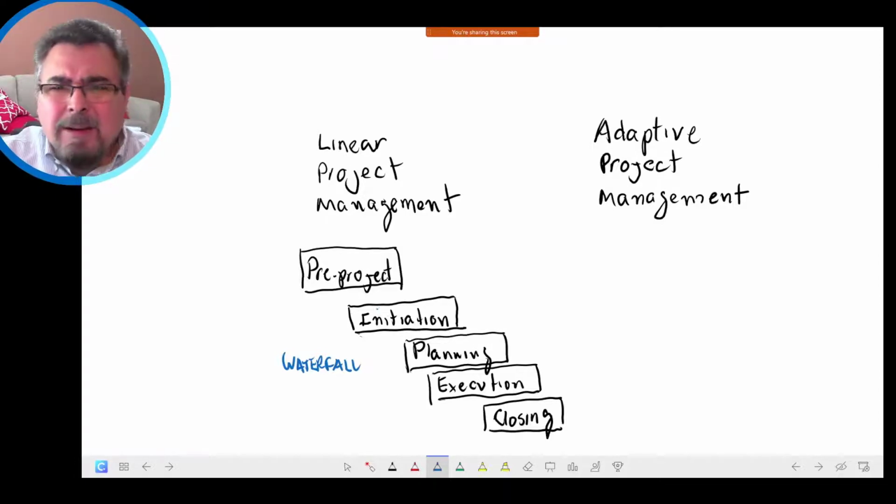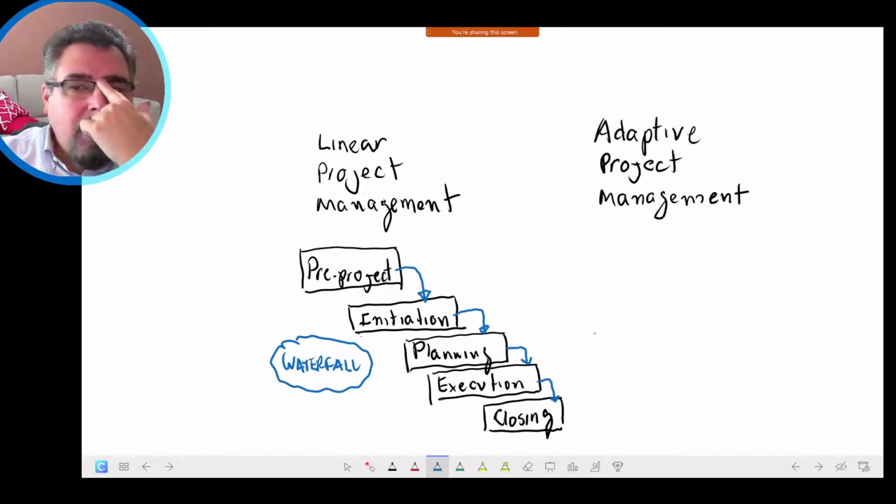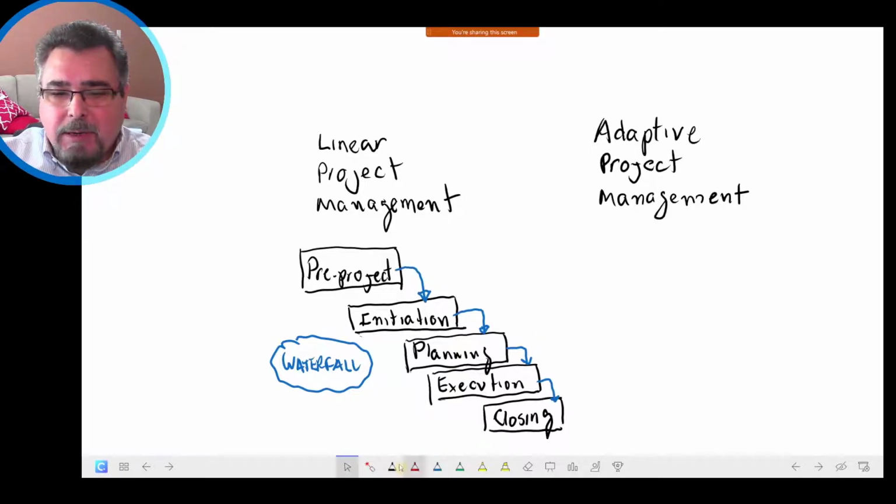I prefer linear, but anyway, we can call it waterfall because in each stage we have the output of the previous stage feeding the activities of the next stage. So we have things like that. And that resembles a waterfall. So that's why people call that waterfall. In Agile project management, in adaptive project management, it is a little bit different, okay?